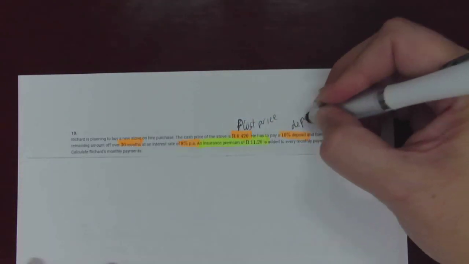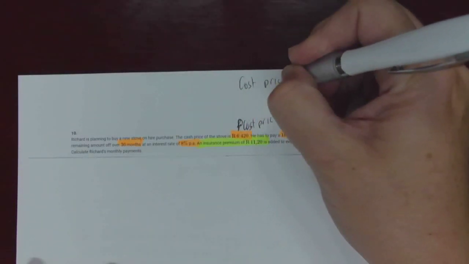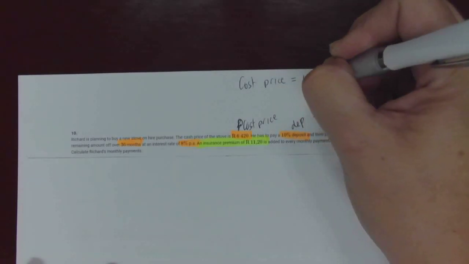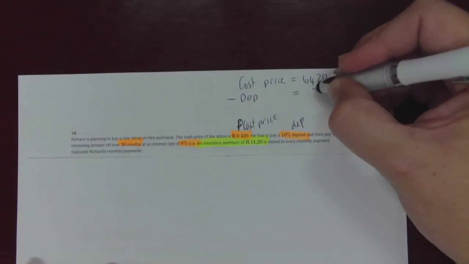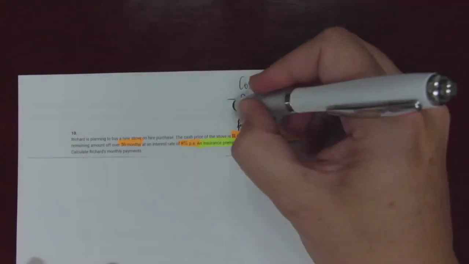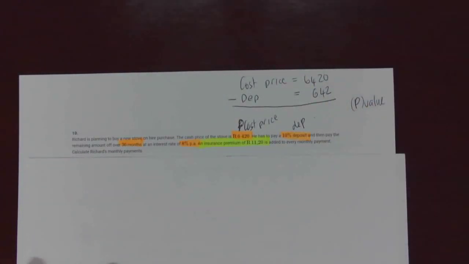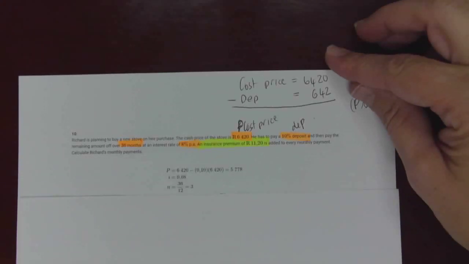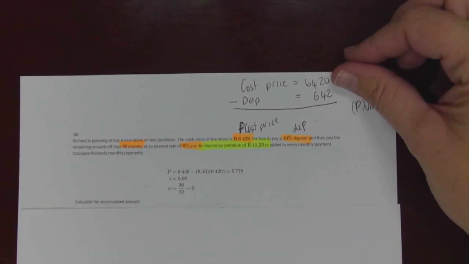That's my deposit. So the cost price, 6,420 minus the deposit, which is 642, will leave me with my P value, which is 5,778. 8% per annum is 0.08, and then 36 months is 3 years.